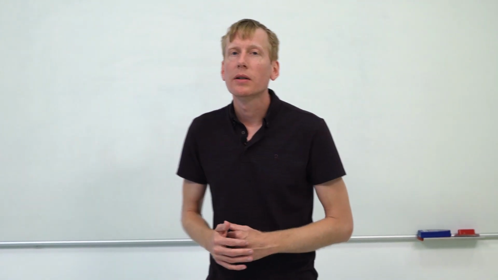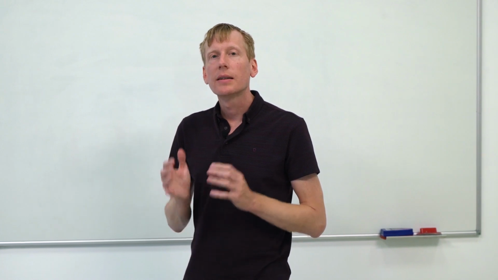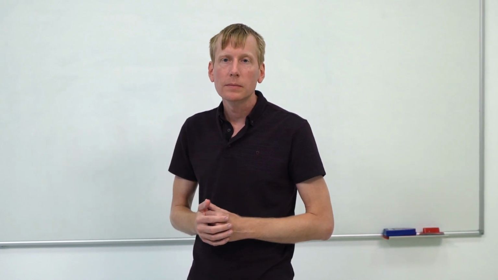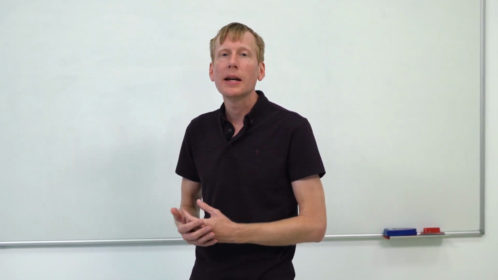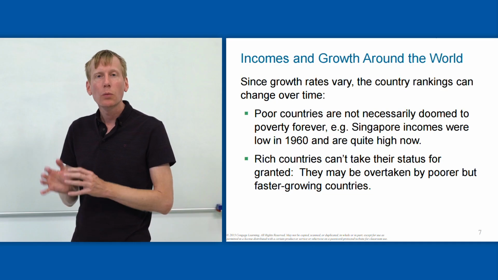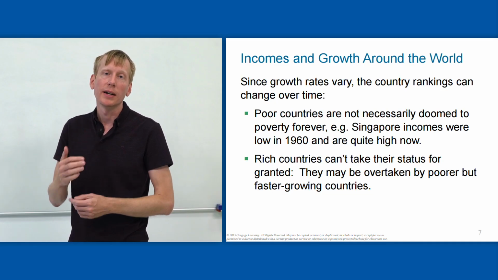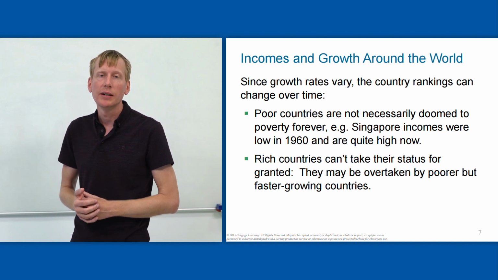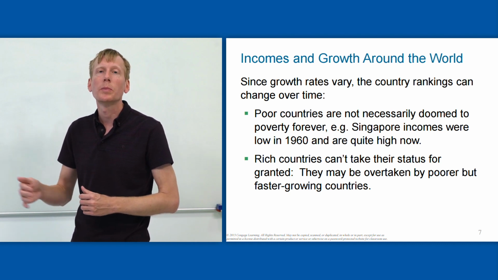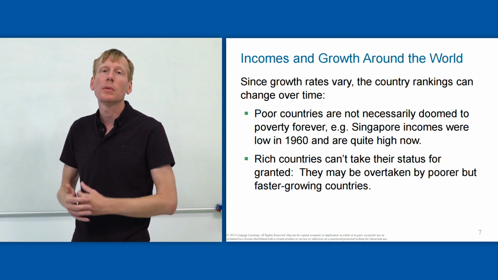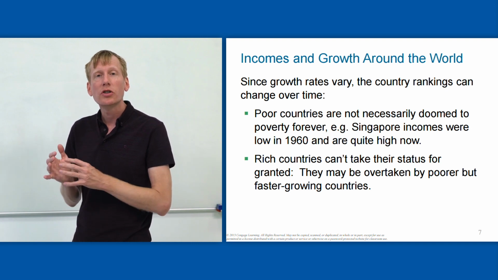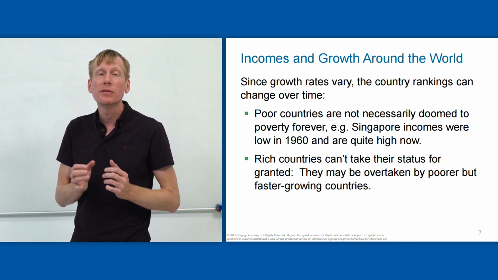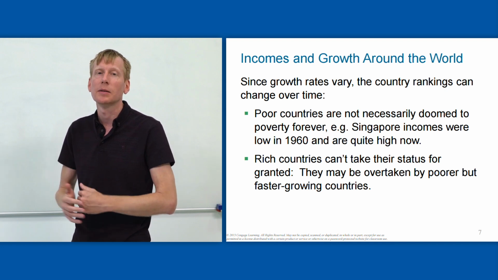So two lessons that we can draw from this are, first, that countries which are poor are not necessarily doomed to remain poor forever. At one point in time, well before 1970, Singapore was in fact a low-income country. But Singapore has grown over a long period of time such that it is now among the richest countries in the world. China, since 1970, has gone from being a very poor country to a middle-income country.